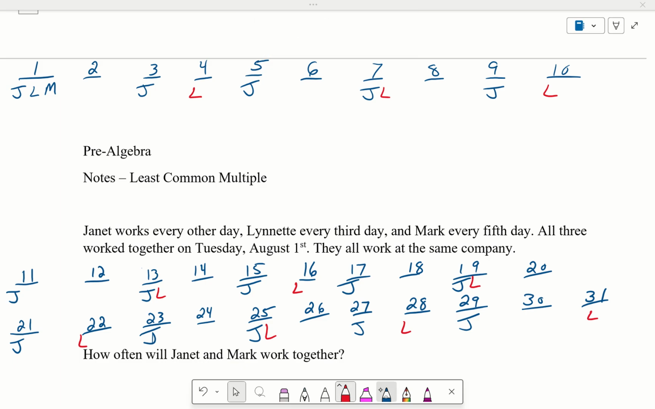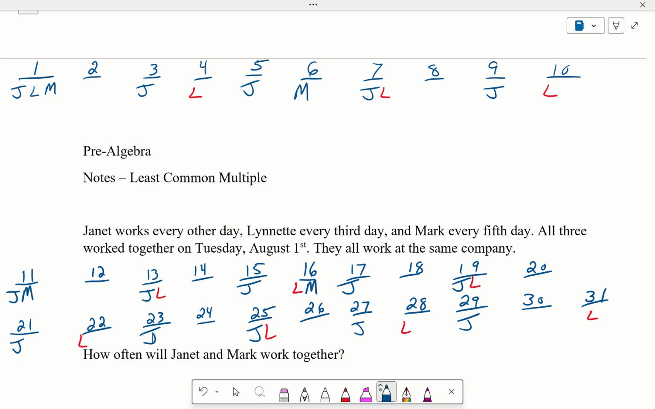Let's do the same thing with Mark every 5th day. So here we go. 1, 2, 3, 4, 5. You worked on the 6th. 1, 2, 3, 4, 5. You worked on the 11th. 1, 2, 3, 4, 5. You worked on the 16th.